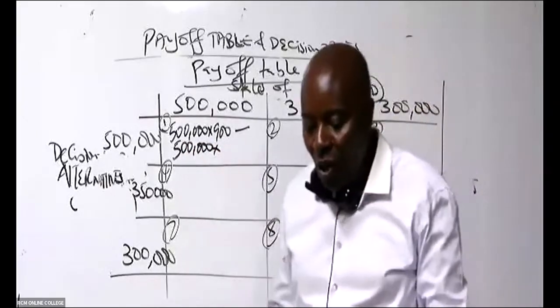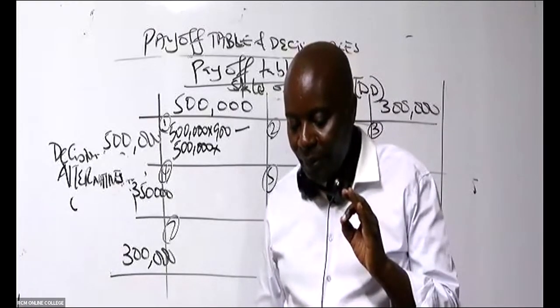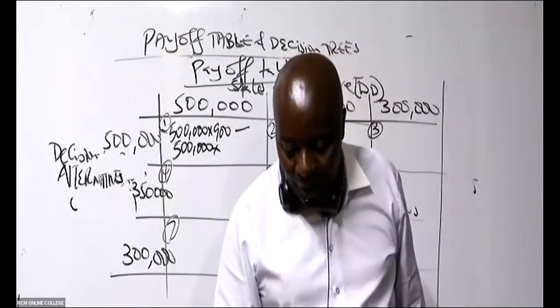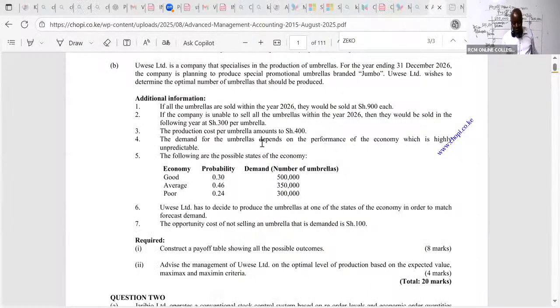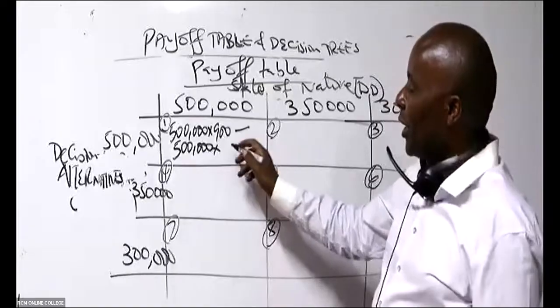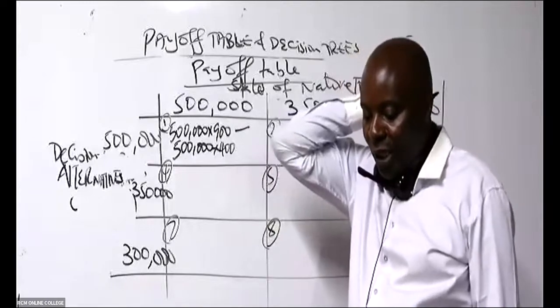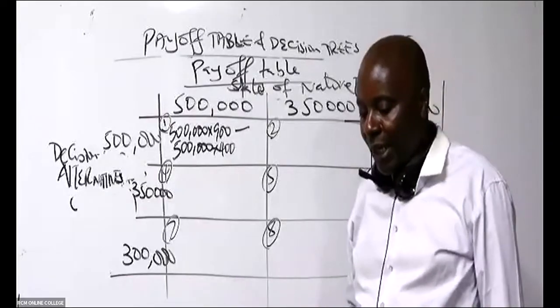Is there somebody who is able to see the cost of supplies per unit? Anybody who is able to see that from the question? It's 400, Bob, isn't it? Yeah. They have told us, look at note 3. The production cost per umbrella is 400. So minus 400. Or rather, 500,000 times 400. So is there somebody who is able to give us an answer now here? If it's too huge, you can cut the many zeros.